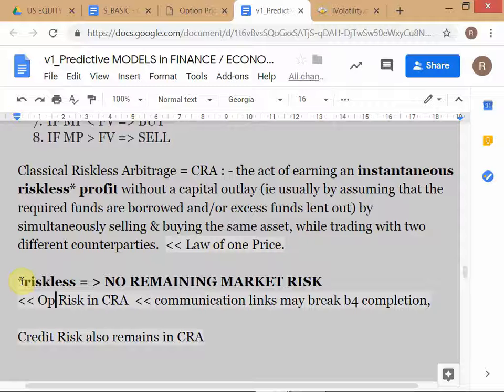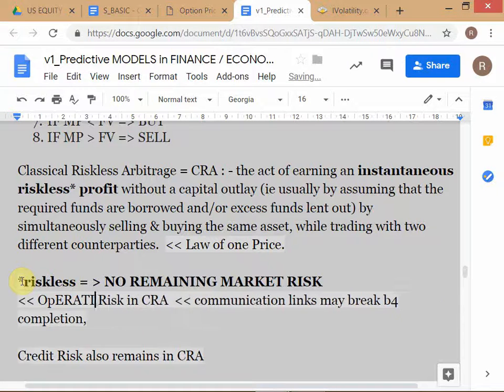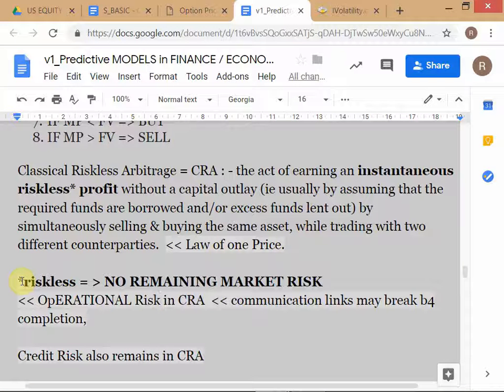What does op risk stand for? Operational risk. Operational risk can remain. It may actually happen that you've got the Delhi dealer on the phone and your partner in front of you has the Patna dealer on the phone, and instantaneously, in a millisecond, you may do the transaction, but the communication link may break down at the other end. So even while executing CRA, there may be some of these operational types of risks. No remaining market risk, but operational risk can remain.